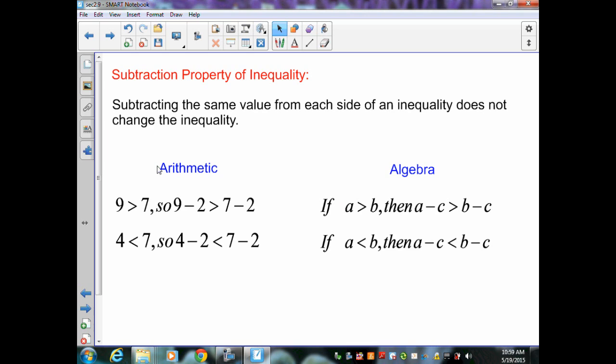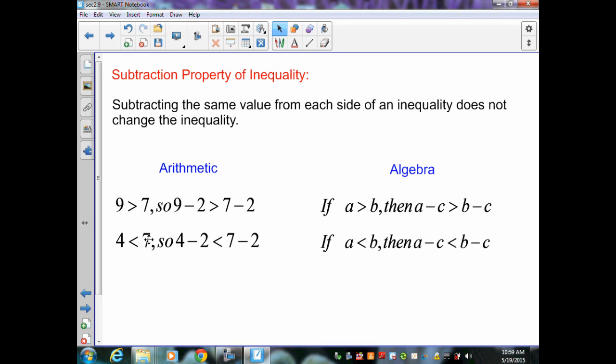So here's the subtraction property of inequalities, which means subtracting the same value from each side of an inequality does not change the answer. The arithmetic version is, if I have 9 greater than 7, then I can subtract 2 on both sides, and that inequality does not change. 9 minus 2 is 7, 7 minus 2 is 5. 9 is greater than 5.